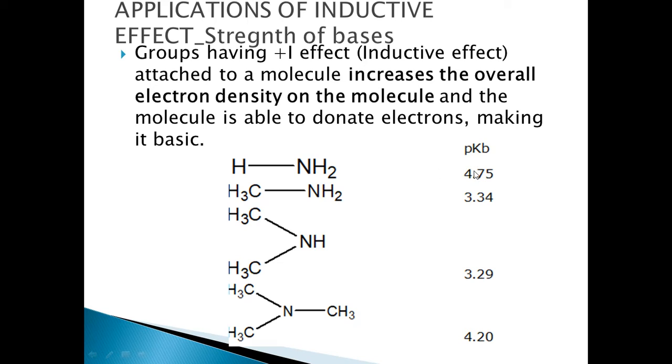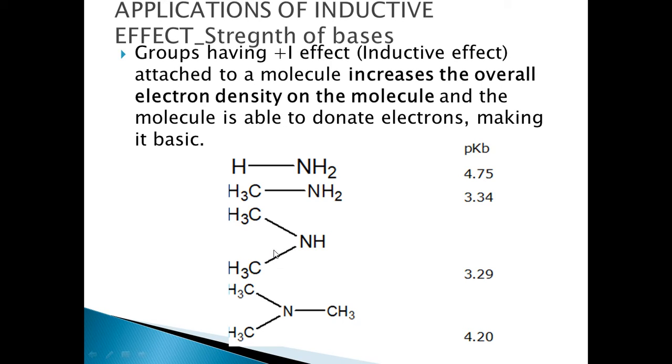You can see that ammonia here has a pKb of 4.75, which is higher than that of methylamine, which is 3.34. This is not far-fetched because when you compare hydrogen with methyl here, methyl will donate more electrons to the amino group than hydrogen, thus increasing the basicity of methylamine. In other words, the more the electron donating species, the stronger the base.